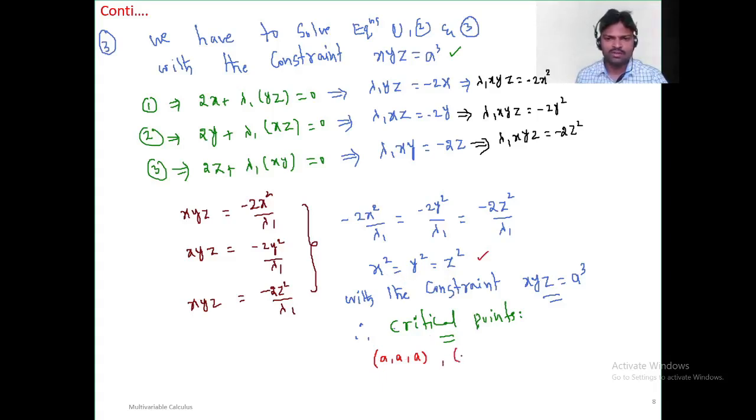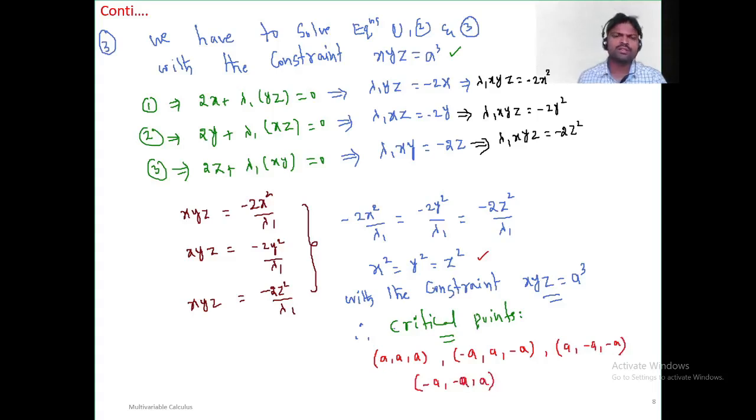Not only that, if I choose x is minus a, y is plus a, z is minus a, this will also satisfy. Look, a cube, and here also a square, a square, a square. Here you choose a, and here minus a, and this one is minus a. I can choose this also, right? And next minus a, a, and these also will satisfy.